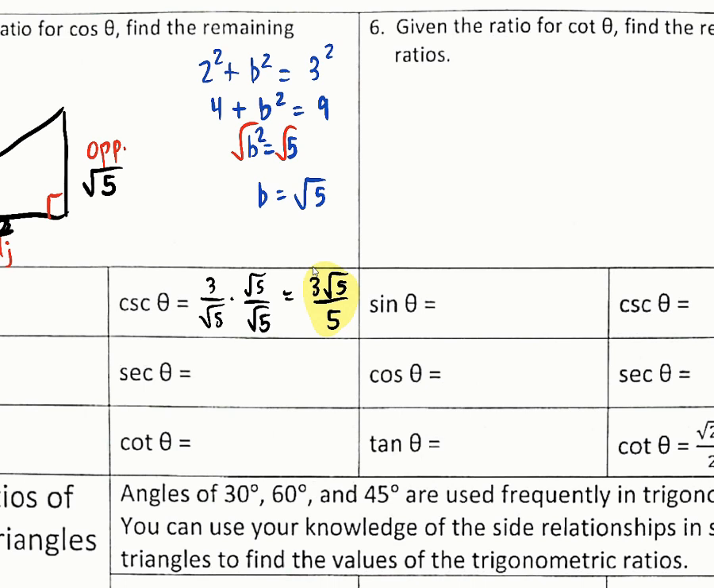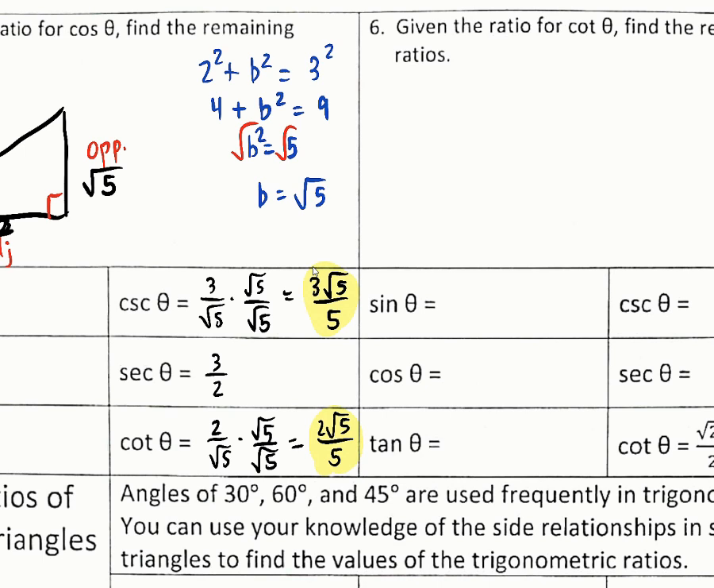We already did, they told us cosine 2 over 3. So what's secant? 3 over 2. How about tangent? TOA, right? Opposite square root of 5 over adjacent 2. Square root of 5 over 2. That one's done. Cotangent, flip it. You got 2 over square root of 5. Again, if you're comfortable with it, rationalize it in your head, but the answer is 2 square root of 5 over 5. And that's it. That's all there is to these problems.